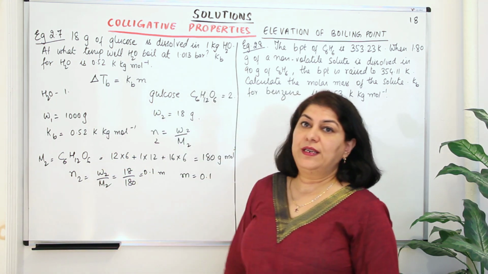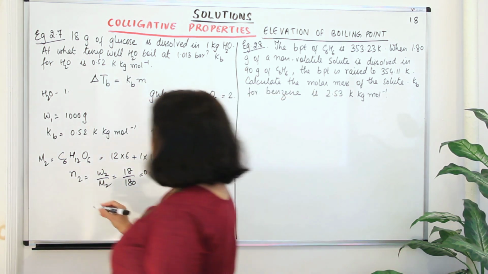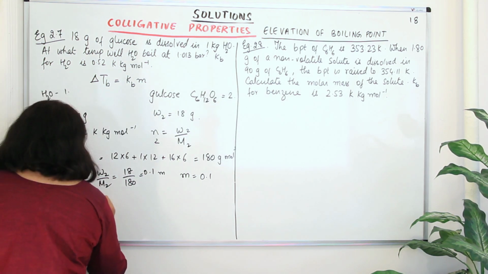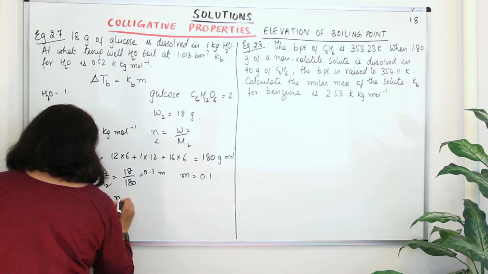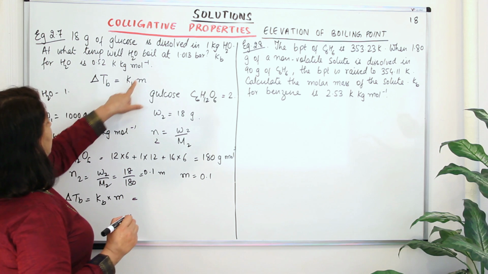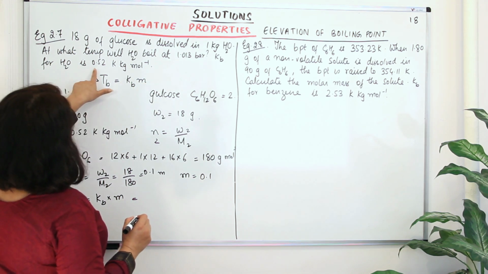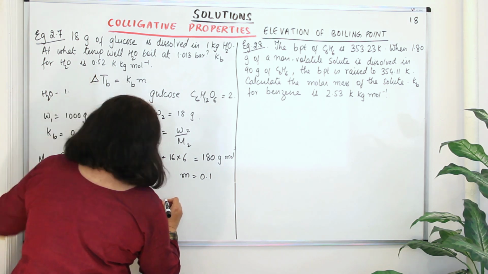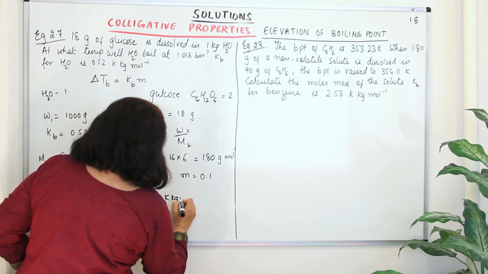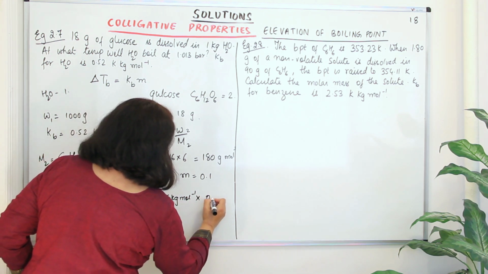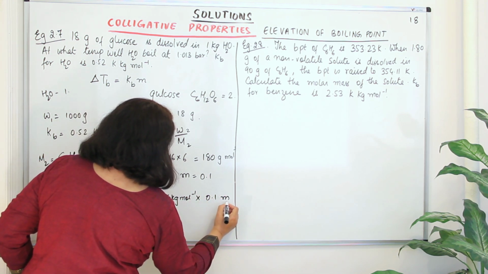And in order to find out the elevation in boiling point, delta Tb is equal to the Kb into molality. We've calculated molality and Kb is given to us. Kb is 0.52 Kelvin kg per mole into 0.1 mole per kg.